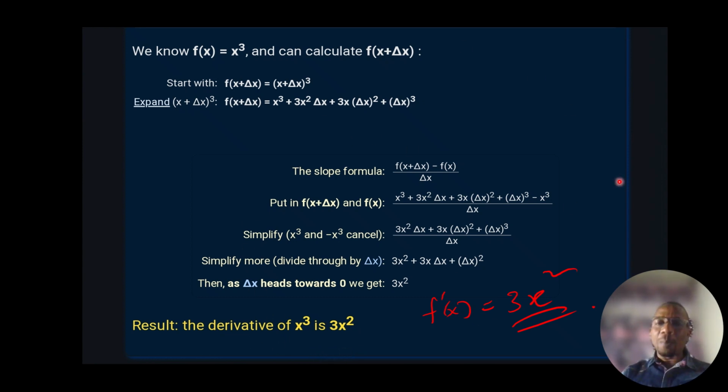This is also trying to differentiate from the first principle. F prime of x, where f of x is equal to x cubed, is equal to 3x squared. That is what we are saying there.